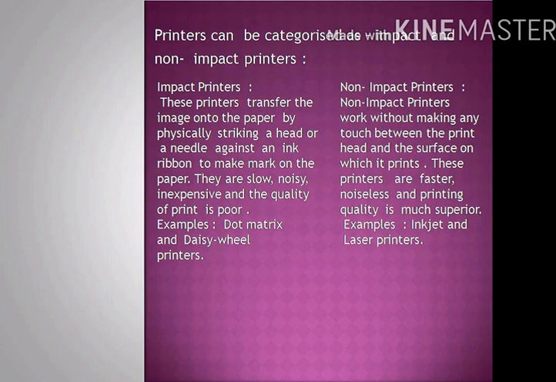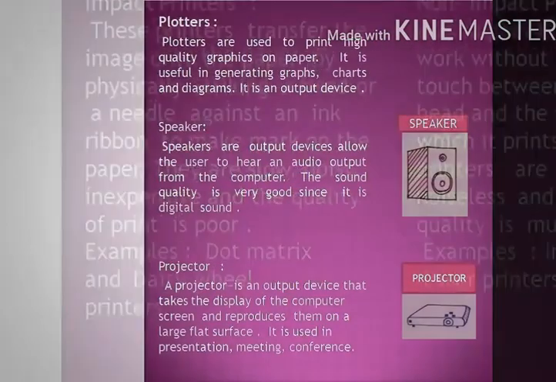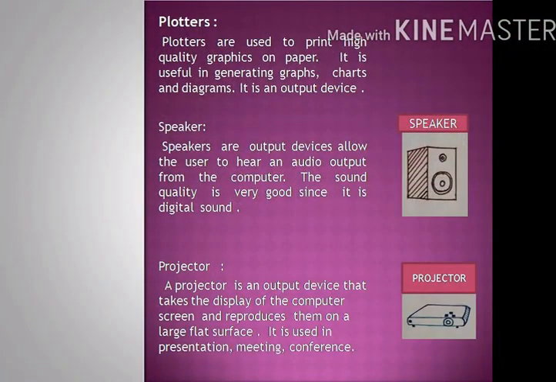The next is about non-impact printers. Non-impact printers work without making any touch between the print head and the surface on which it prints. These printers are faster, noiseless, and printing quality is much superior. Inkjet and laser printers are the examples of non-impact printers. The next slide is about plotters, speakers, and projector.